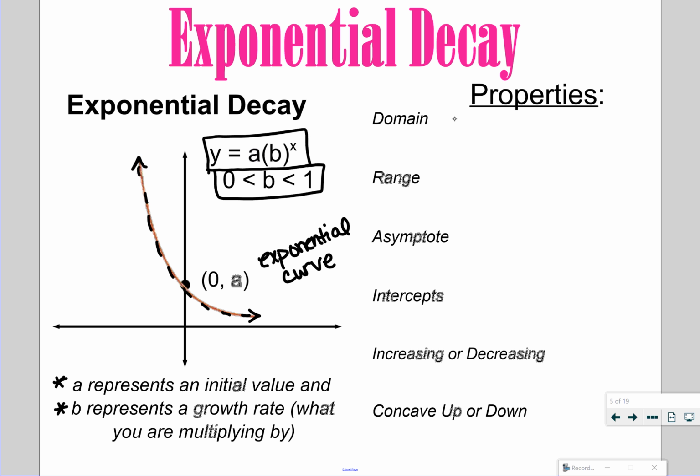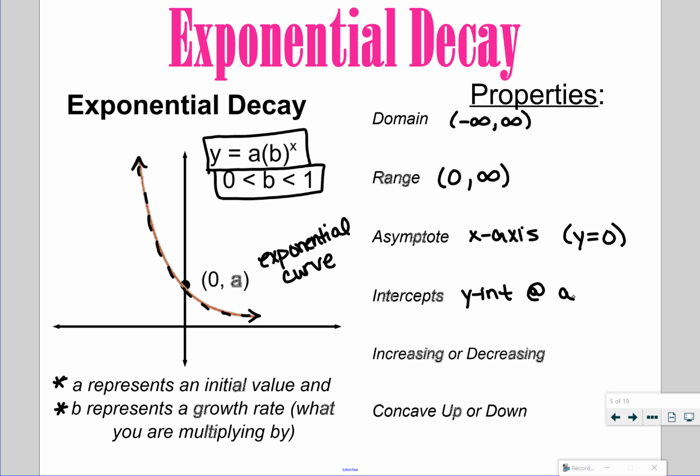Let's talk about domain. Domain is still all real numbers. Goes forever left and right. It's nice because you have no restrictions on these. Asymptote is still the x-axis, or you could say the line y equals 0. Range is all values from 0 to infinity. Can't be equal to 0, can't be negative. Intercepts, we have a y-intercept where it crosses my y-axis at a. You do not have any x-intercepts because it doesn't cross that x-axis. This function is decreasing from left to right, but it is still concave up, we would say.